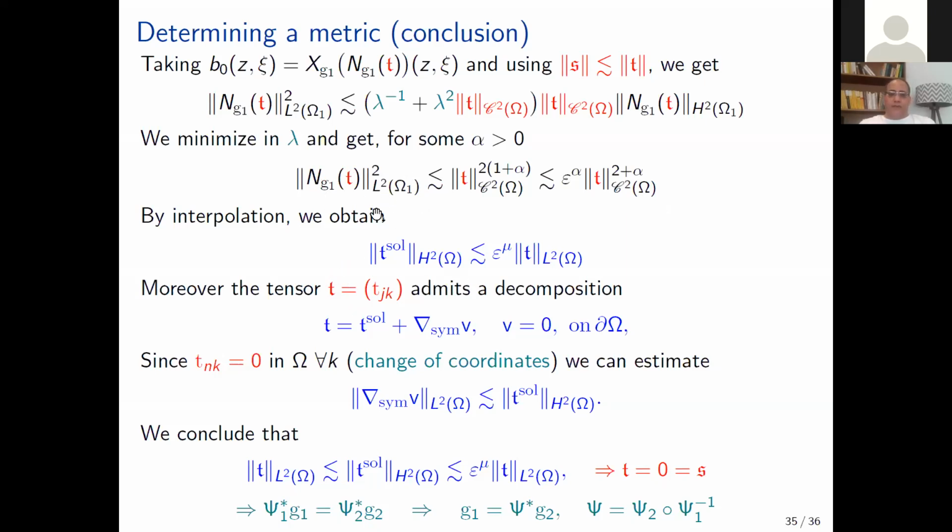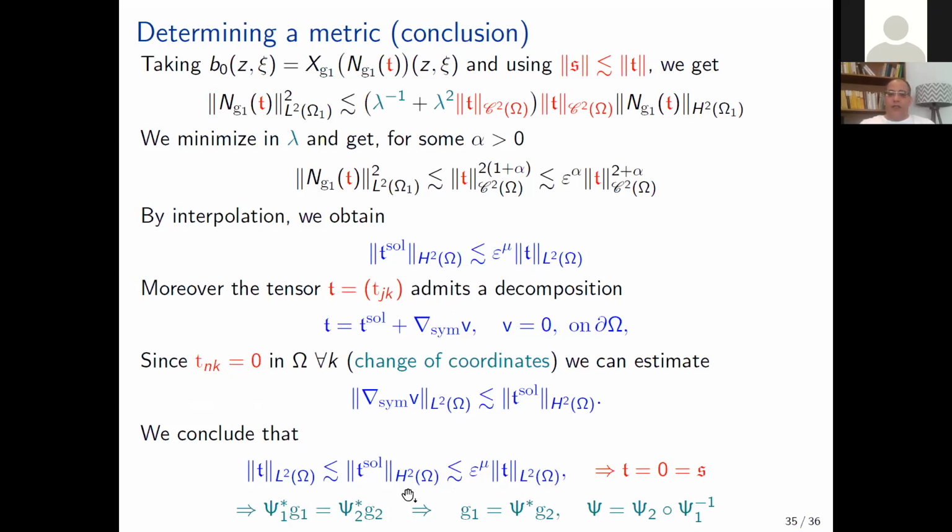By interpolation, we can keep the norm of the solenoidal part of T estimated by epsilon mu, the norm of T. Now, if you consider the symmetric tensor T, it can be decomposed into a solenoidal part and a potential part. So by the special form of T, thanks to the change of coordinates, we can estimate the potential part of the symmetric tensor T by the solenoidal part. Then by this estimate, we can conclude that the norm of the tensor T can be estimated by its solenoidal part in H2 norm, which itself is estimated by epsilon the norm of T.